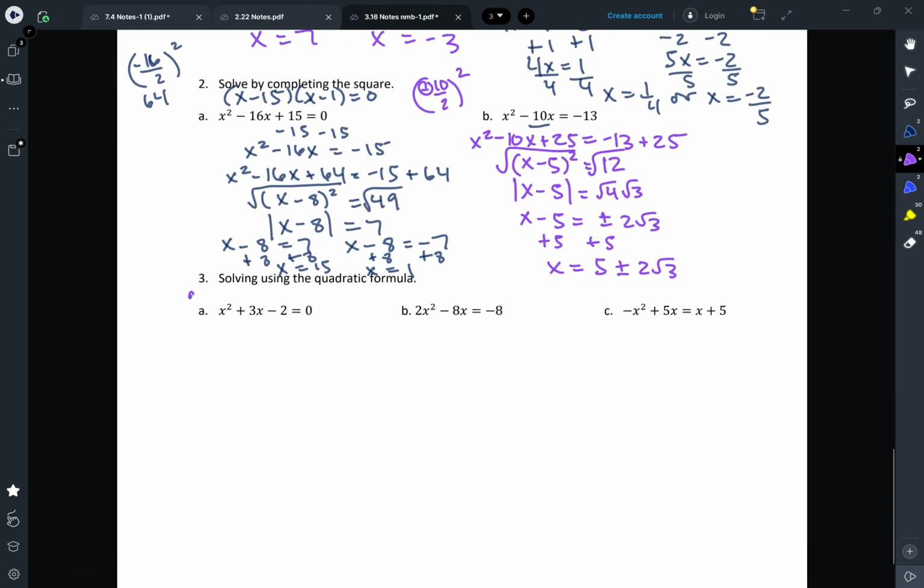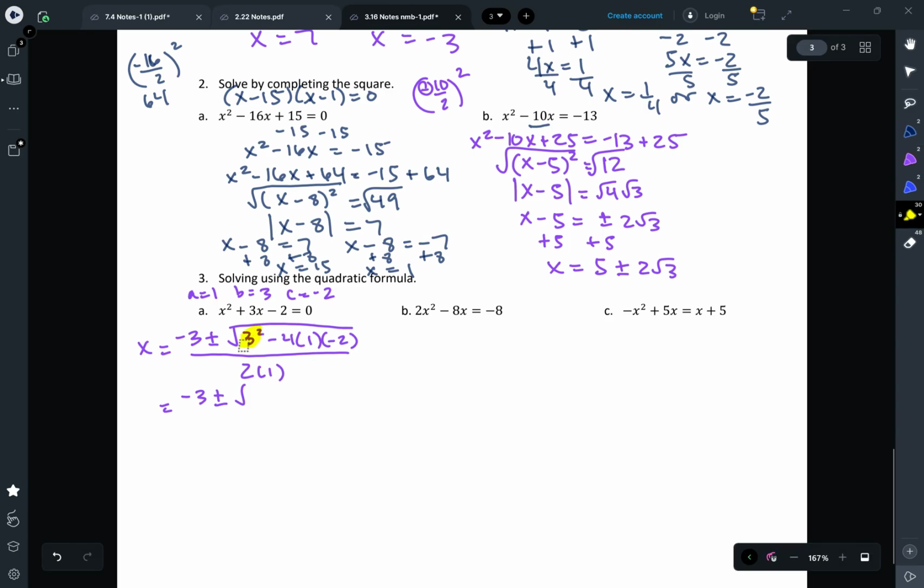So our A is 1, our B is 3, our C is negative 2. So x equals negative 3 plus or minus b squared, which is going to be 3 squared minus 4 times 1 times negative 2. So hopefully you've paused this, you're trying it on your own. Negative 3 plus or minus. Remember, I go through and I do my square, I do all my multiplying, and this part, that's what I want to do first. So let's see, 3 squared is 9. I have a minus and a negative, so I'm going to be adding. 4 times 1 times 2 is going to be 8.